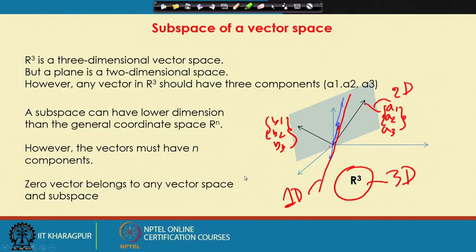The 0 vector belongs to any vector space and subspace, and we have seen that if we multiply any vector by 0 it will be 0. So, by the definition of vector space, any vector multiplied by a scalar, or added with another vector, must be a member of that vector space or subspace. Therefore, the 0 vector has to be a member of the vector space or subspace. Any vector space or subspace cannot be formed bypassing the origin.